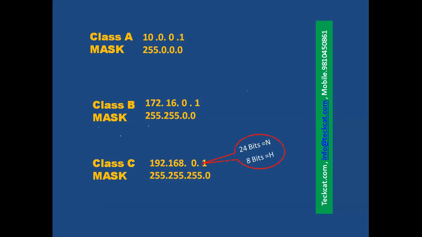Now in this scenario, I am telling you what the subnet mask is telling your computer. Suppose you assign any class IP address in a computer, and you didn't assign the mask there. How will your computer understand how many network bits and how many host bits are here? So when you are configuring an IP address in any computer, you should assign the subnet mask there.